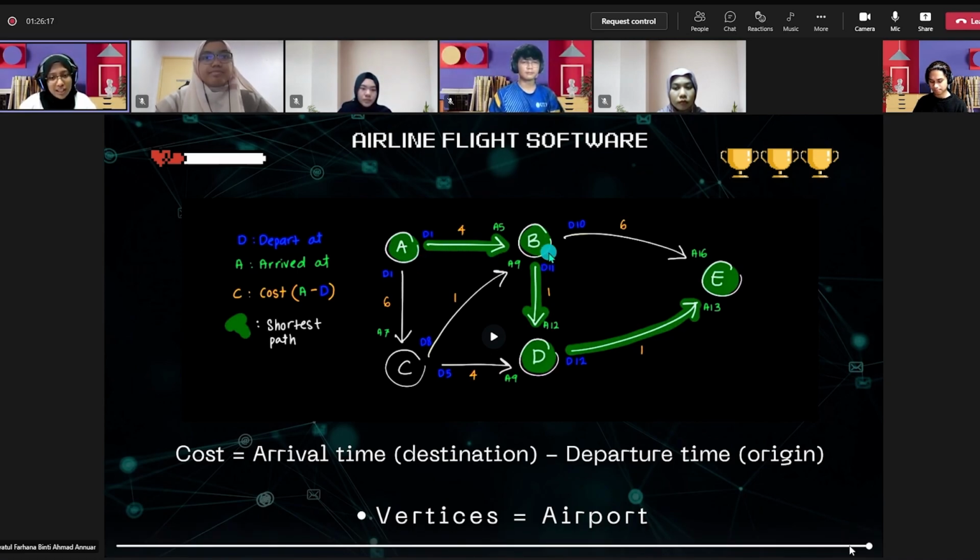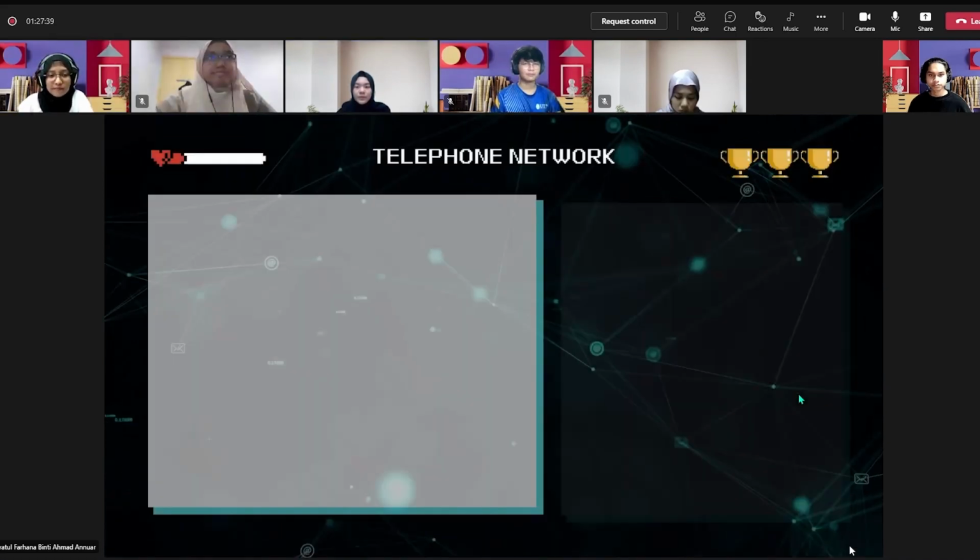And let's see, B can go directly to E, but it costs 6. So what if we go from B to D to E? So it will cost 4 plus 1, 5. 5 plus 1, 6. Okay, what if we take A, B, and directly go to E? So 4 plus 6 is 10. That is higher than the cost taken from A, B, D, and E. So the shortest path taken for this airline is A, B, D, and E. So that is Dijkstra algorithm for airline flight software.